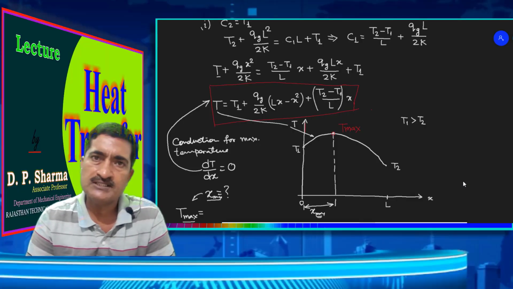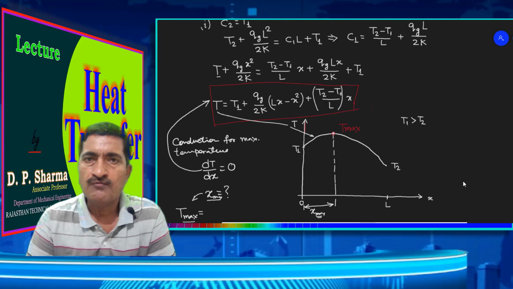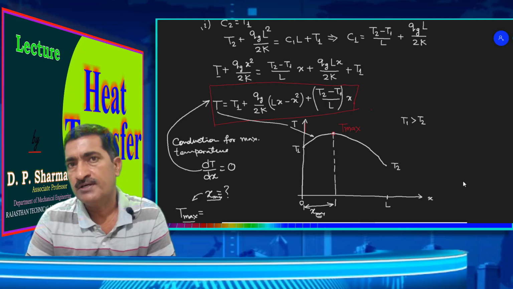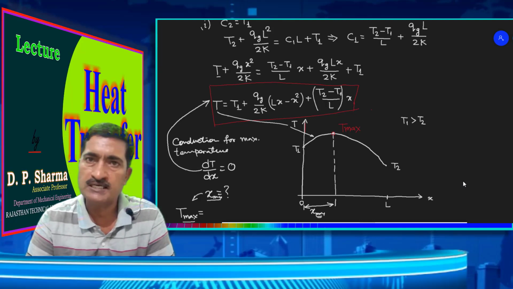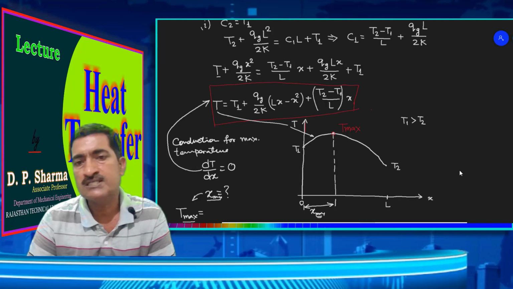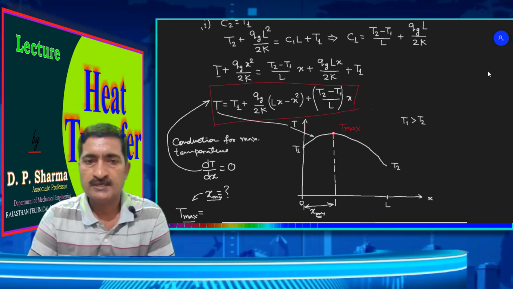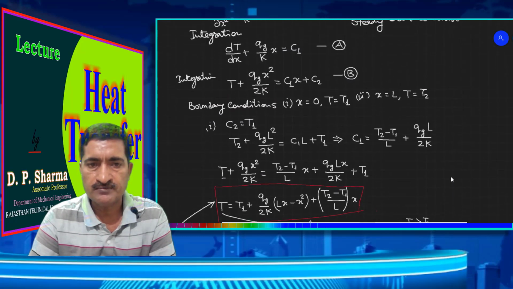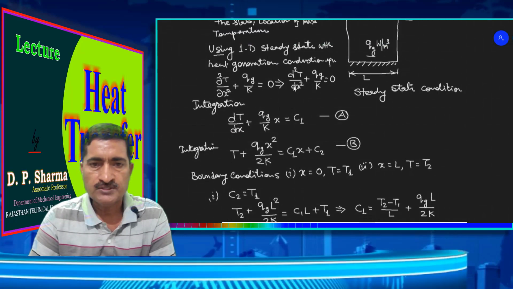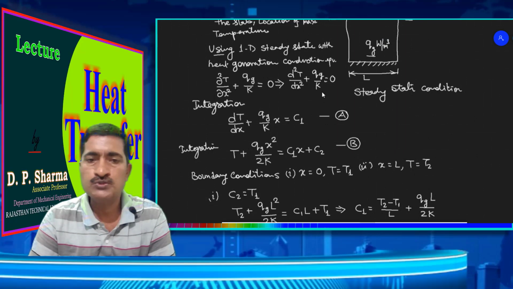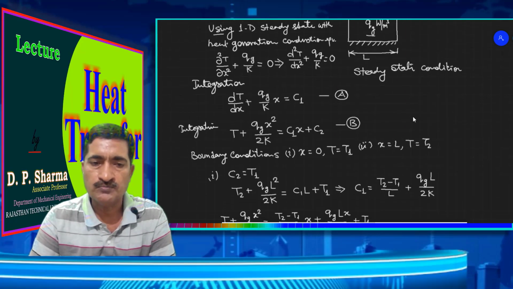In the last lecture, we derived the one-dimensional heat transfer equation with heat generation and unsteady state. Now, the solution of the above differential equation, which is d square T by dx square plus Qg by k equal to 0.